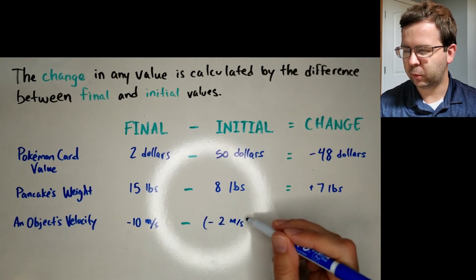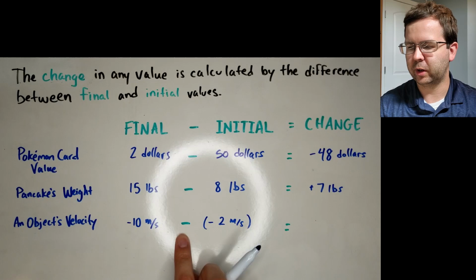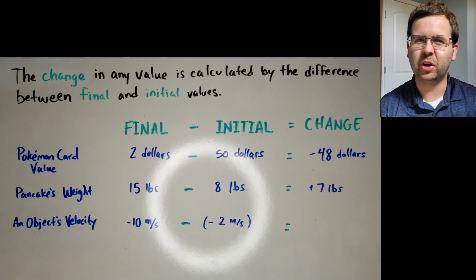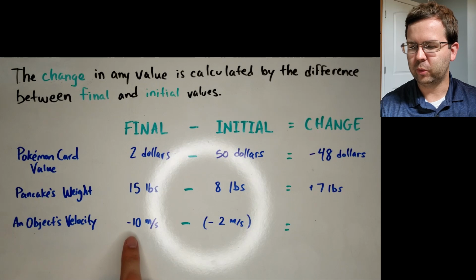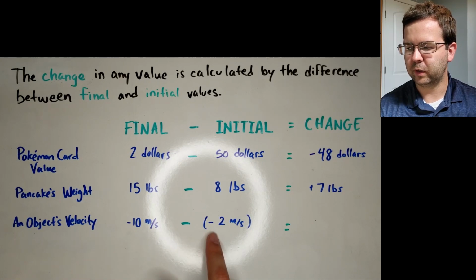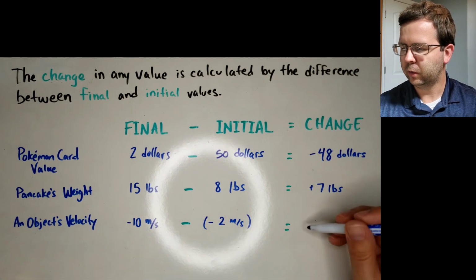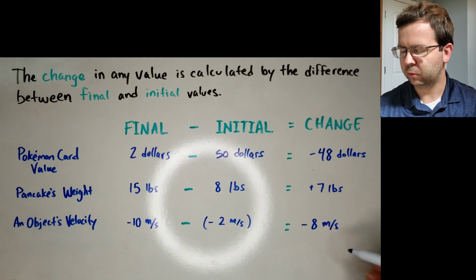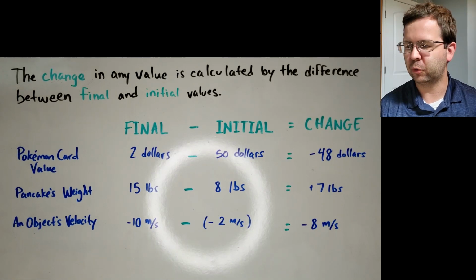And I'm going to put this in parentheses here since we have another negative sign here, just to not get confused. So now when we try to find the change in velocity here, we would take negative 10 minus negative 2. So that would be the two negatives become a positive. So negative 10 plus 2. This object has changed its velocity by negative 8 meters per second.